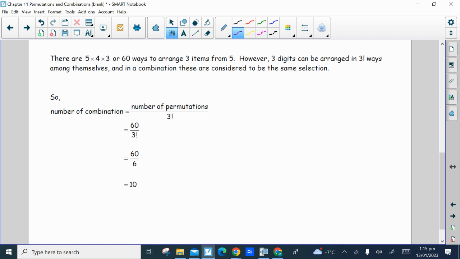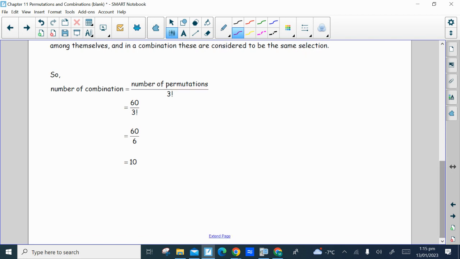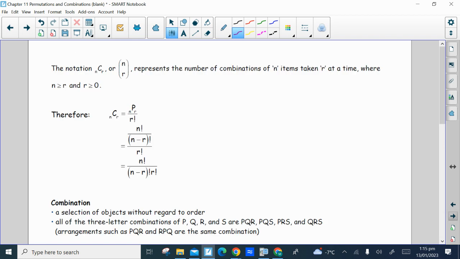There are always fewer combinations than there are permutations. Okay? So this is one way to deal with combinations: the number of permutations divided by the number of ways the selected objects can be arranged. The other thing is to use the nCr formula. And that is on the formula sheet.